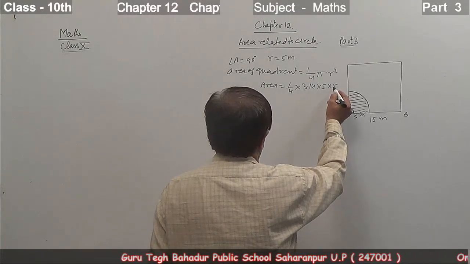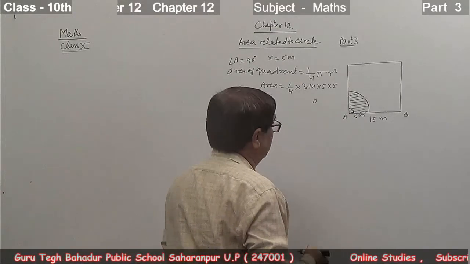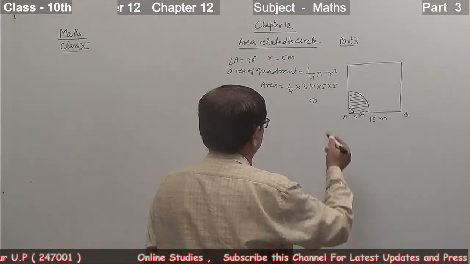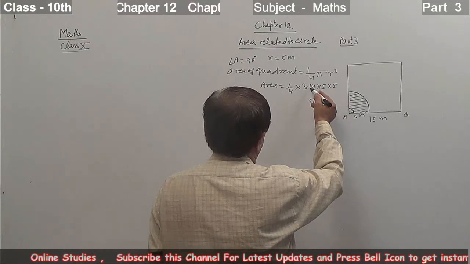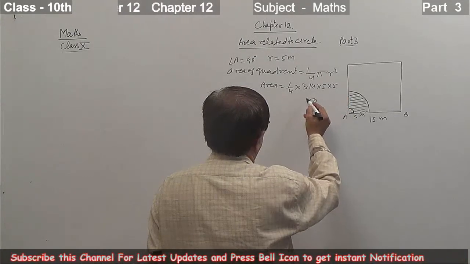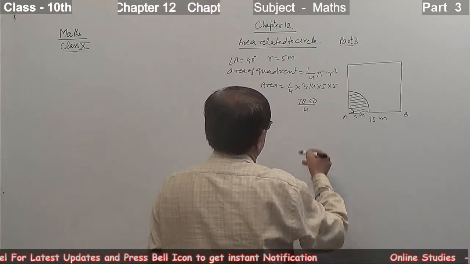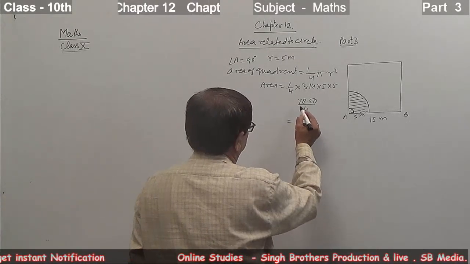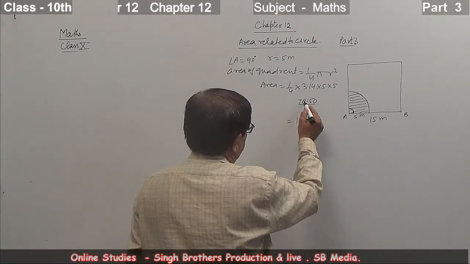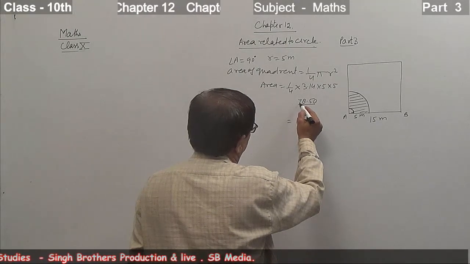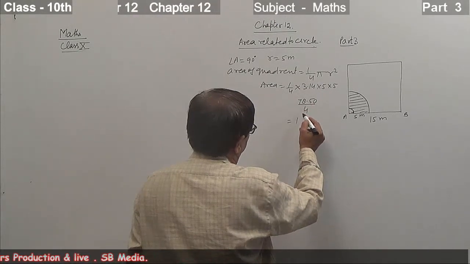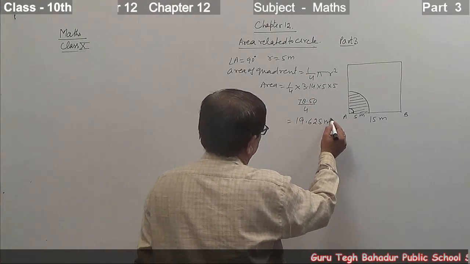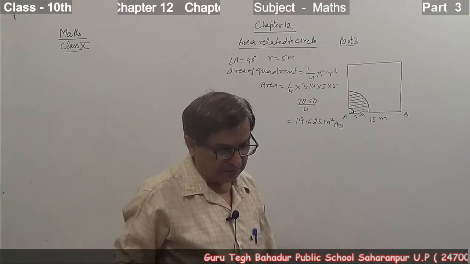So 5 5s are 25, 25 4s are 100, then multiplying 3.14 by 25 and dividing by 4, we get 19.625 meter square. The first answer is this one.